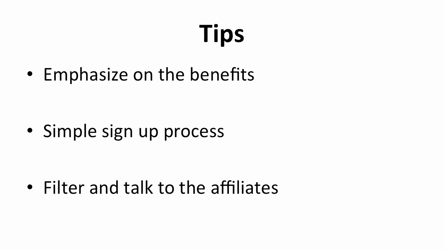Second, a simple sign-up process is definitely a must. Collect only necessary information, such as name, an email address, and ID. It saves their time as well as yours. Third, filter and then talk to appropriate affiliates. Even though there are many affiliates, not all of them are suitable for your program. You should filter them according to niche and pick only those who are in the same niche as you. If you can, talk to them to get a better understanding of who they are.